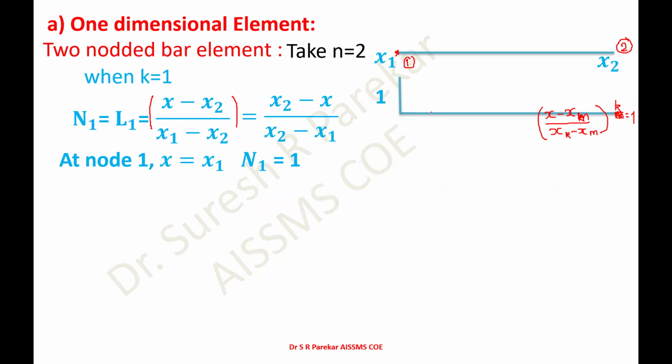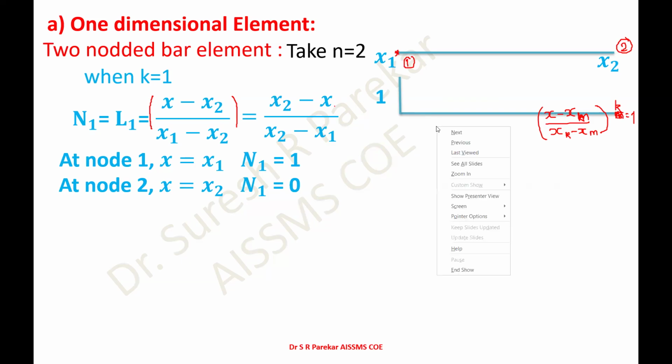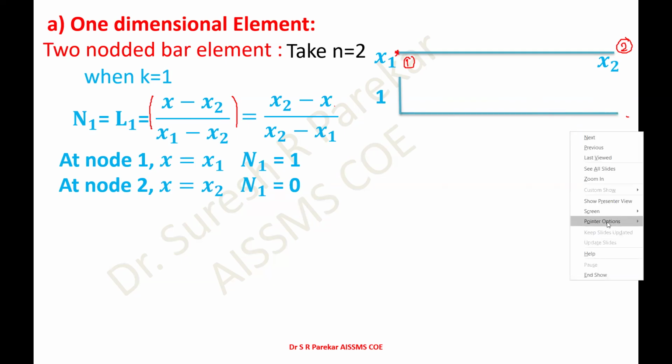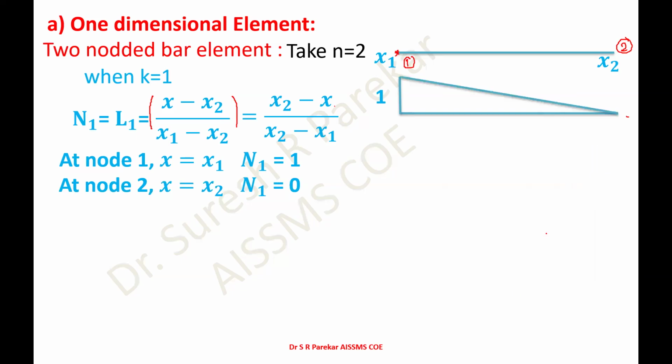Now at node 2, we have x equal to x2. If I put x equal to x2, it becomes x2 minus x2, which is 0. So my value of N1 is 0. So if you go for the variation of N1, we have value 1 at node 1 and value 0 at node 2, and this gives the variation of N1.